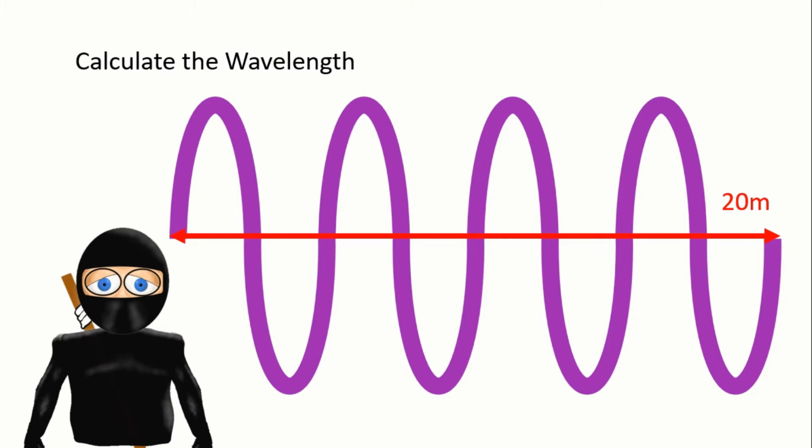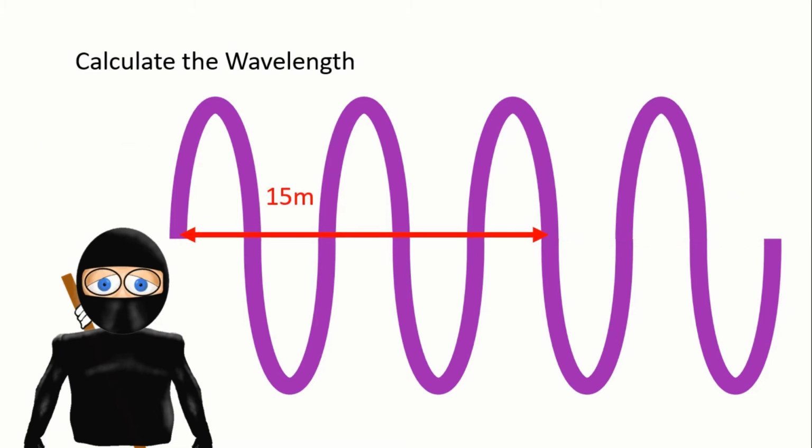So here's a problem for you. If the distance from the start of this wave train to the end of it is 20 meters, what is the wavelength? Feel free to stop the video and have a little think about it. Well, if we've got 4 waves there and they take up a total distance of 20 meters, then one wave is the 20 divided by 4 because there's 4 waves. Which means that one wave has a wavelength, or lambda, of 5 meters.